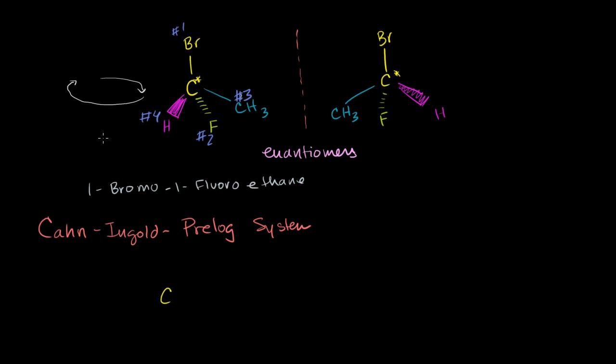And now since we've rotated it like this, we've rotated it roughly about one third around the circle, so it's about 120 degrees. Now this hydrogen is where the fluorine was. So that's where the hydrogen is. The fluorine is now where this methyl group is.